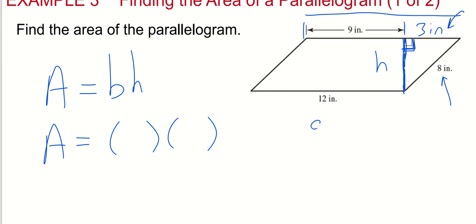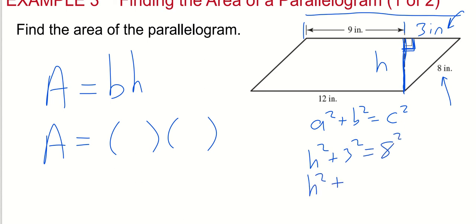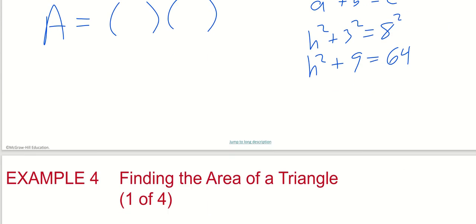And the Pythagorean Theorem, which says that leg squared plus leg squared equals hypotenuse squared, will allow us to solve for H. H squared plus 3 squared equals 8 squared. H squared plus 3 times 3 is 9. 8 times 8 is 64. We're solving an equation. We now need to get the H by itself, so we would subtract 9 from both sides. We get H squared equals 55.